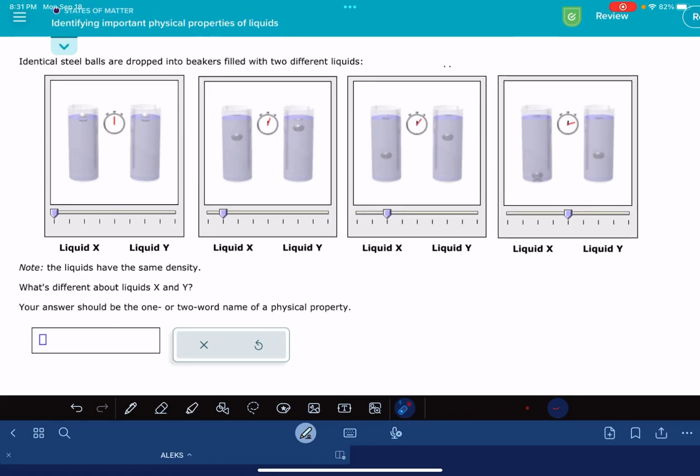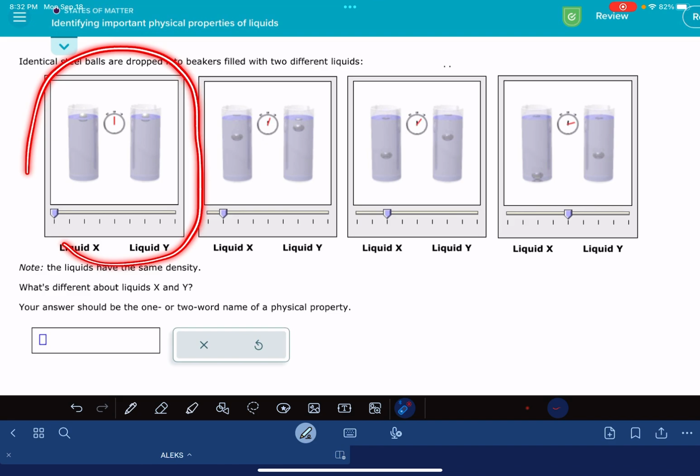In this video, I'll give you some tips for solving the ALEKS problem called Identifying Important Physical Properties of Liquids. There are a ton of different versions of this problem, tons. In every version of the problem, you're going to be comparing two different liquids. You might get a single picture, you might get a couple pictures.